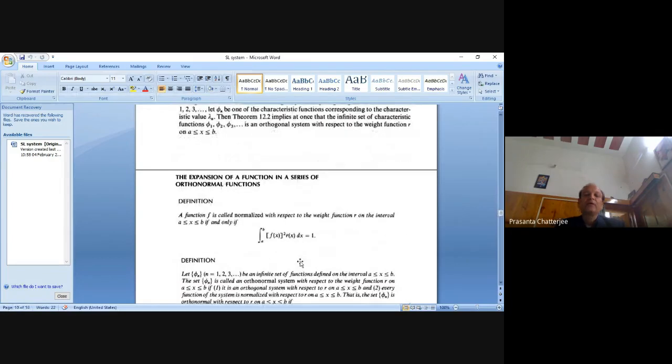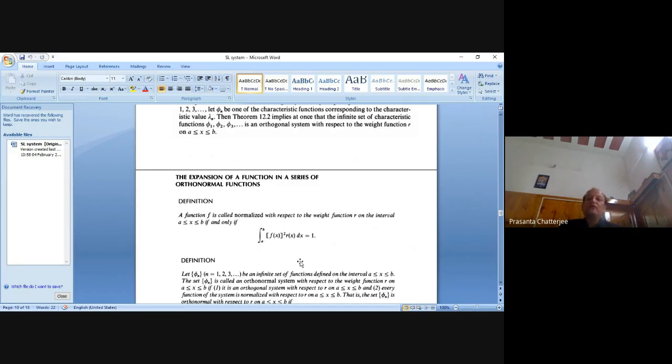Now we want to explain one more important thing. One of the most important features of the characteristic function is that any function can be expanded as a series of orthonormal functions. I have already discussed orthogonal. Now what is orthonormal? If the orthogonal function is normalized, then it is called orthonormal.